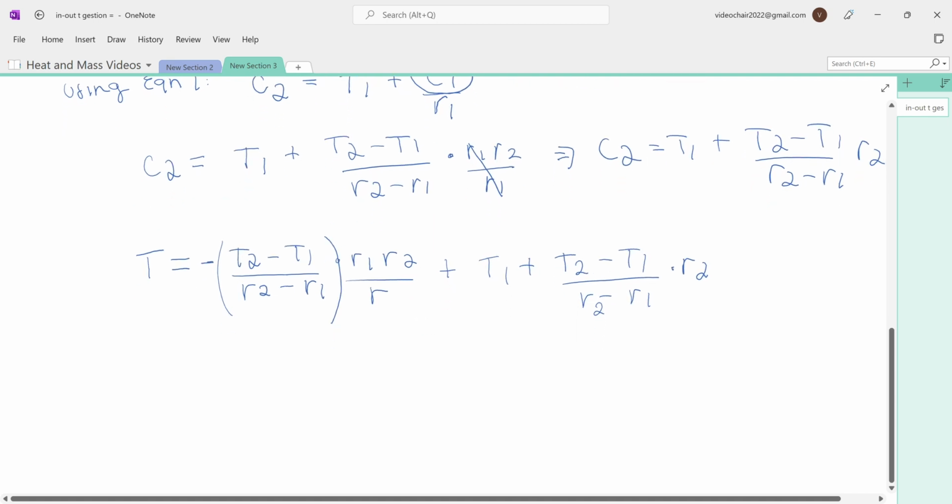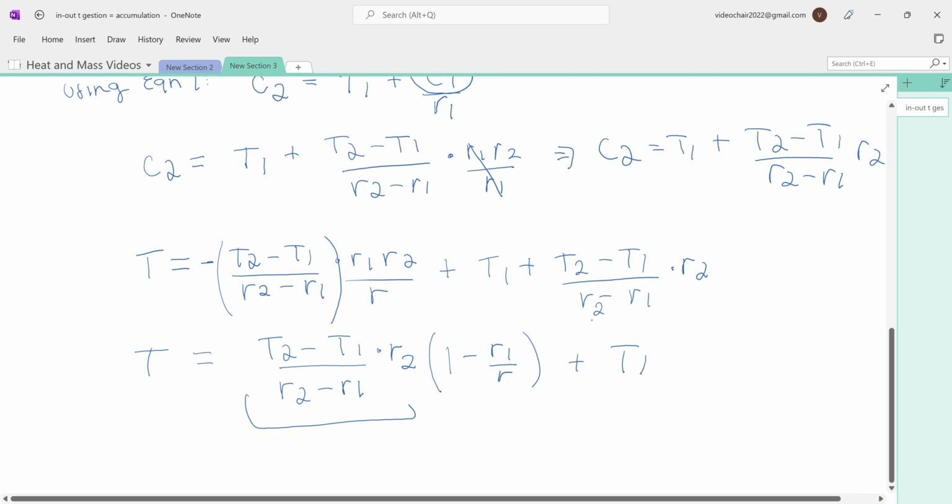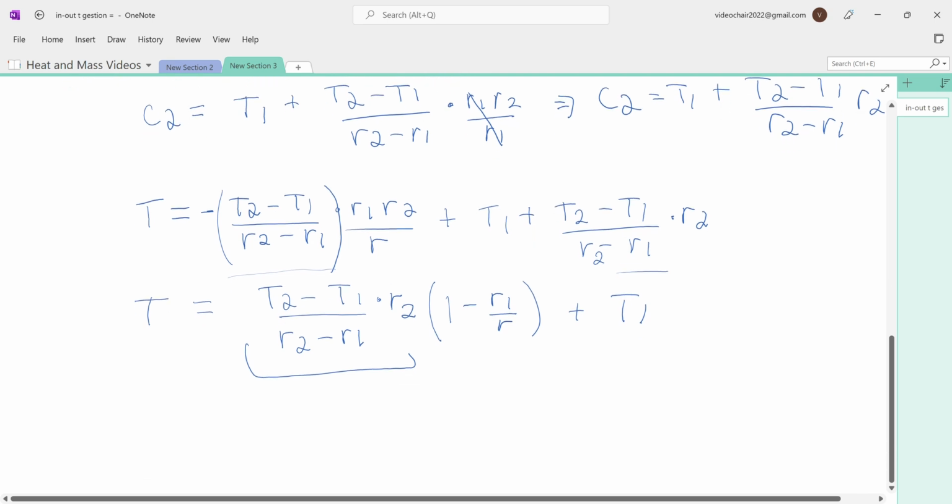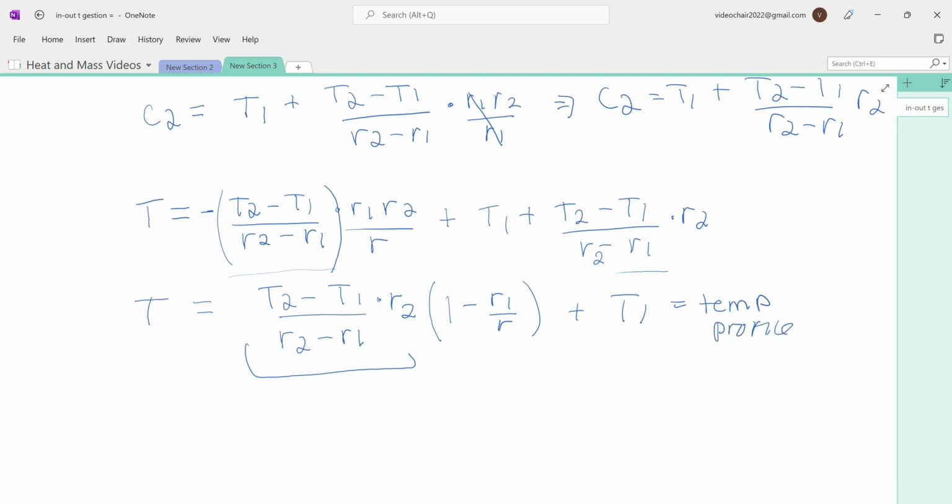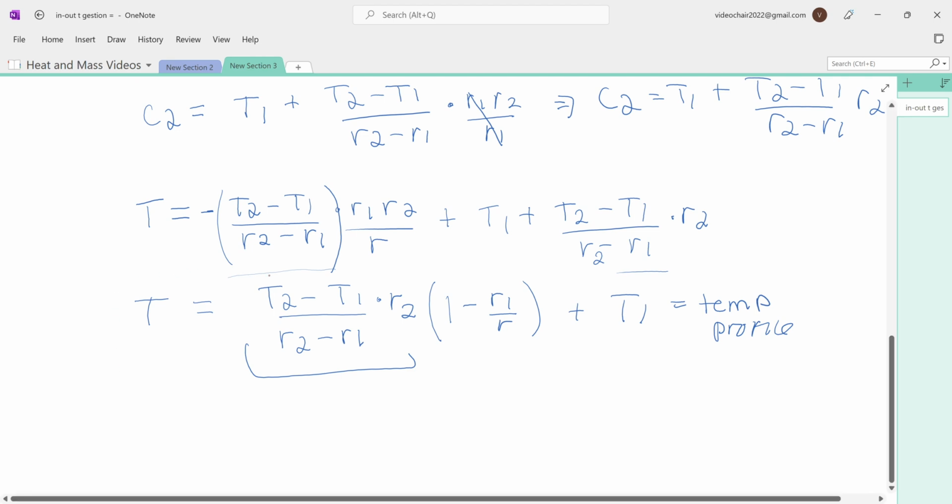There we go. So once we have that, we're going to simplify and get T is equal to T2 minus T1 over R2 minus R1 times R2 times 1 minus R1 over r, and then add that T1. So we're just pulling this expression out because we have this term minus this term. Okay, so this is our temperature profile, our final temperature profile answer.